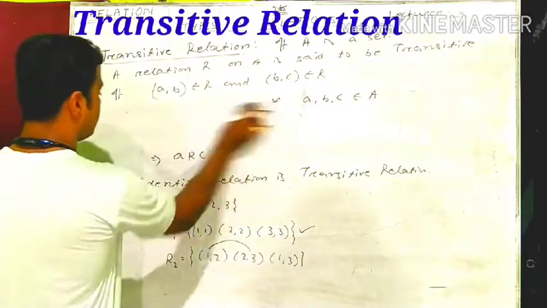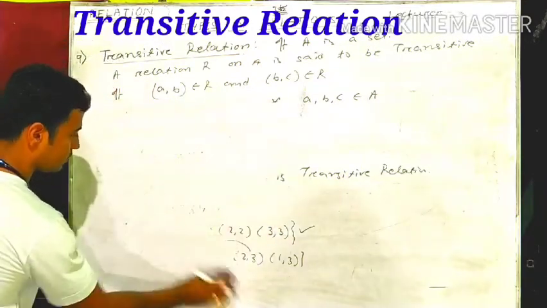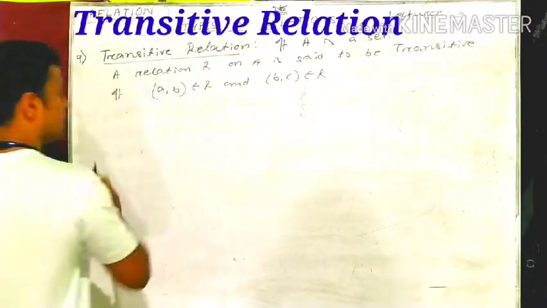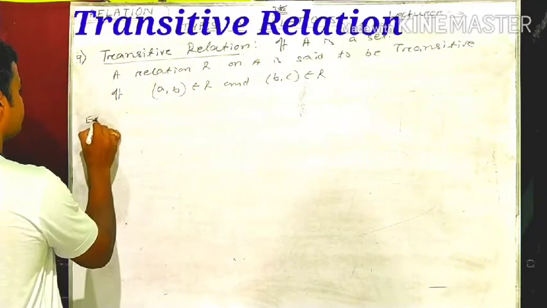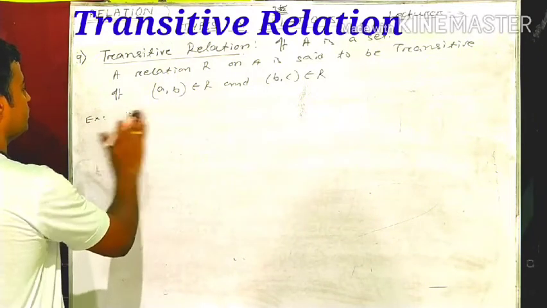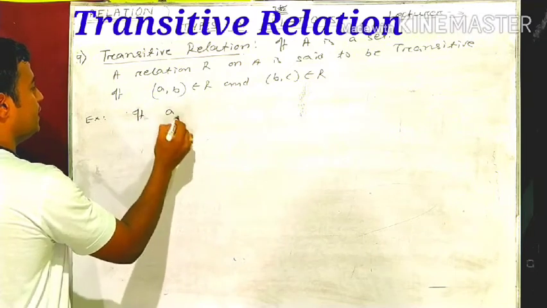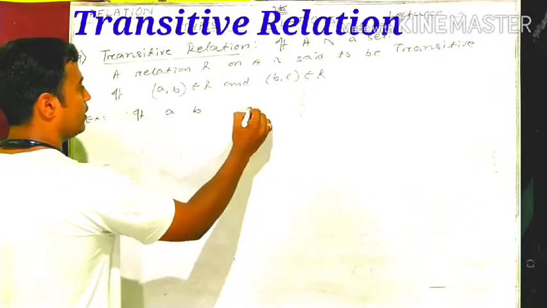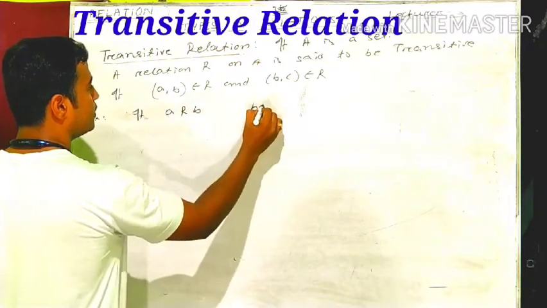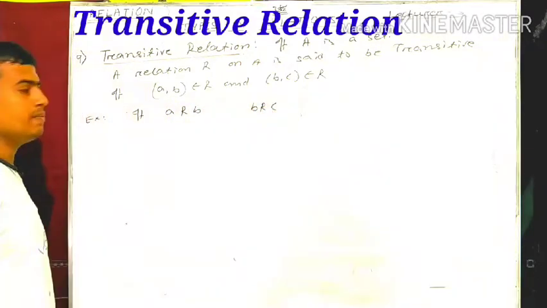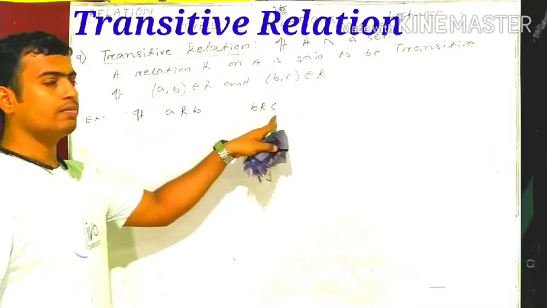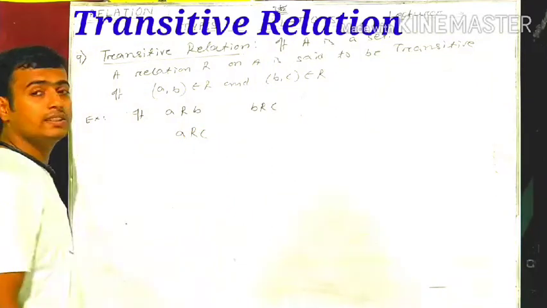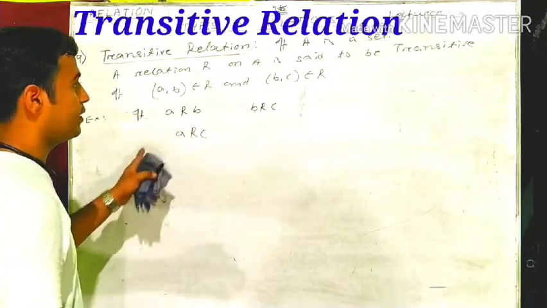Next example, in general, example 3: if A is a friend of B and B is a friend of C, then also A is a friend of C. This is a general example of a transitive relation.